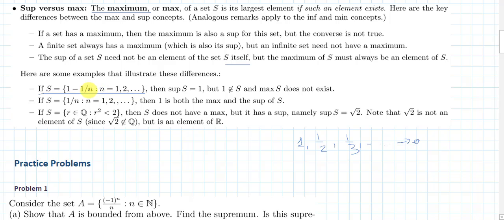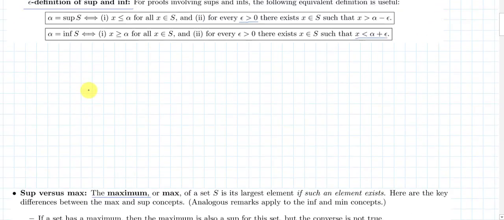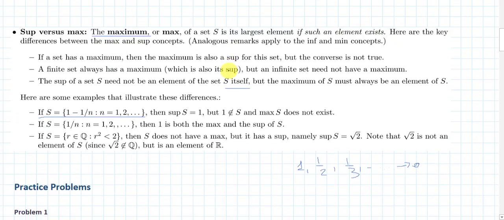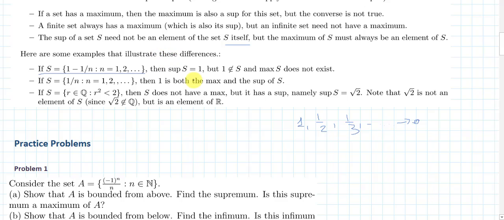So the least upper bound here we call the supremum. The least upper bound, or supremum, in this case is 1, but 1 is not a maximum, because a maximum doesn't exist, because this is not a finite set, this is an infinite set.